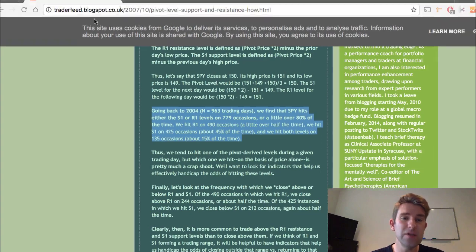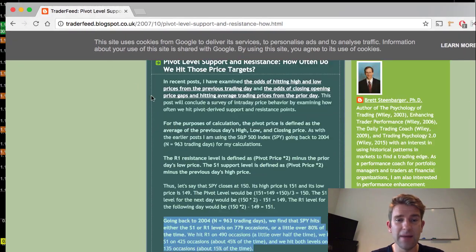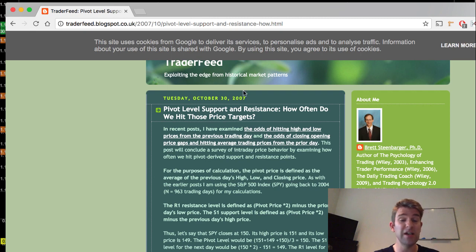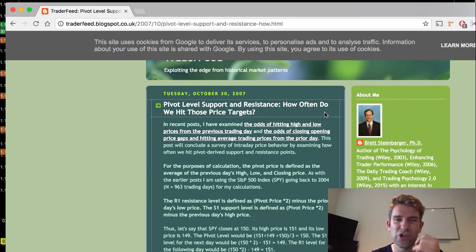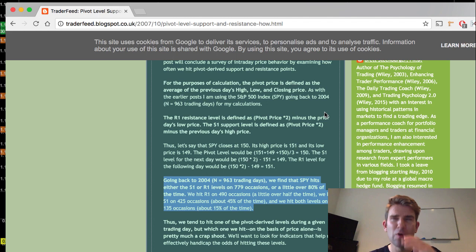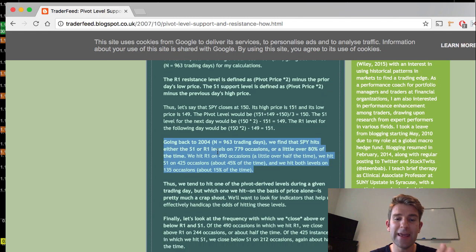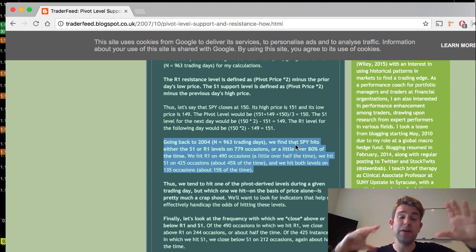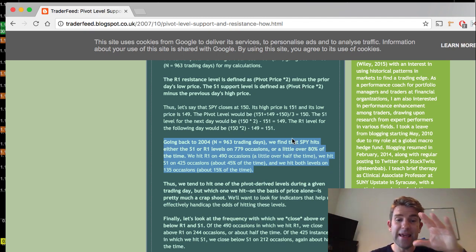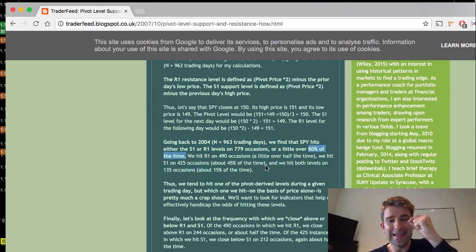Anyway, the point is, a long time ago now, 10 years ago, he did a study here. There may be a more recent study, but the point is these things do repeat themselves even as market conditions change. We haven't really changed that much. We've probably got more weight to the upside, obviously, with the bull market. But in theory, this is what happened. He went back to 2004 and took 963 trading days, and he used the S&P 500 ETF for this study. He found that you hit S1 or R1 over 80% of the time. So that's really interesting.